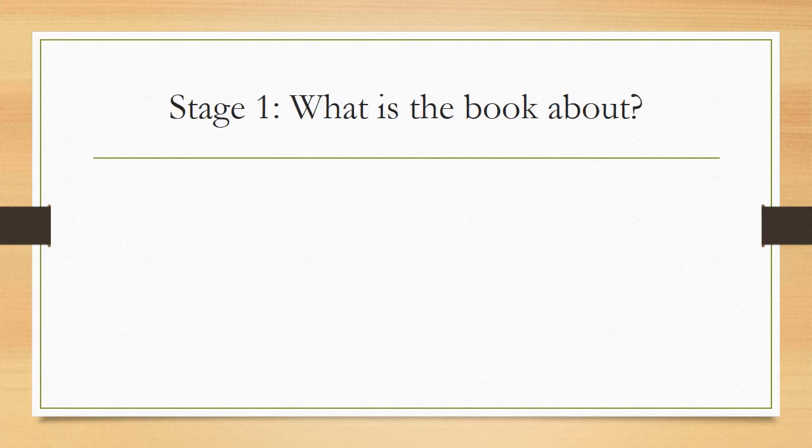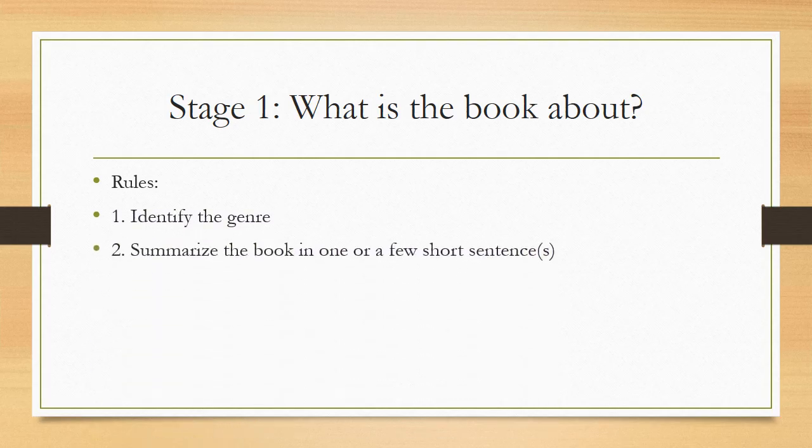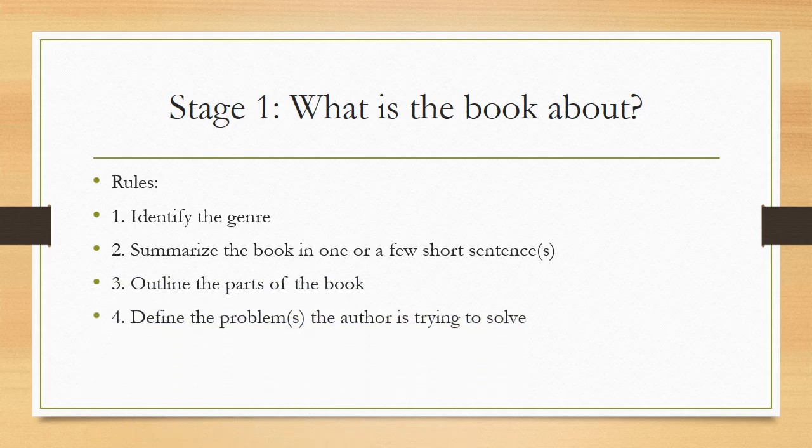So let's sum up stage 1, which is, what is the book about, or what is its subject matter? Here's what we just covered. And these are the rules. Identify the genre, summarize the book in 1 or a few short sentences, outline the parts of the book, and define the problems the author is trying to solve.